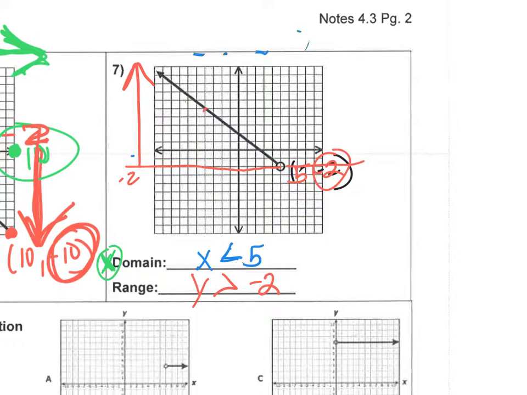The other way to look at it is to pick this point out here, -4, 5. Look at the y. Is that 5 bigger than -2? The answer is yes, so y has to be getting bigger.